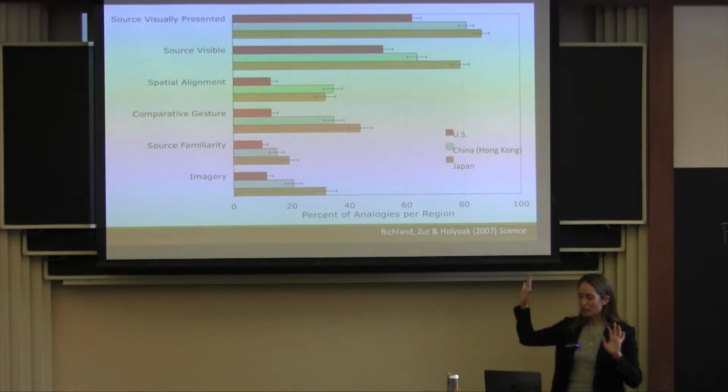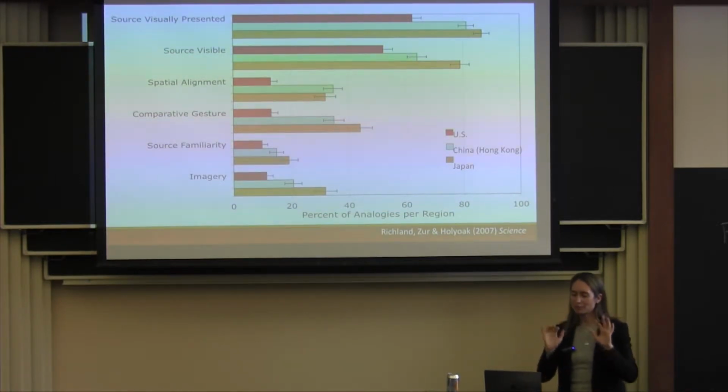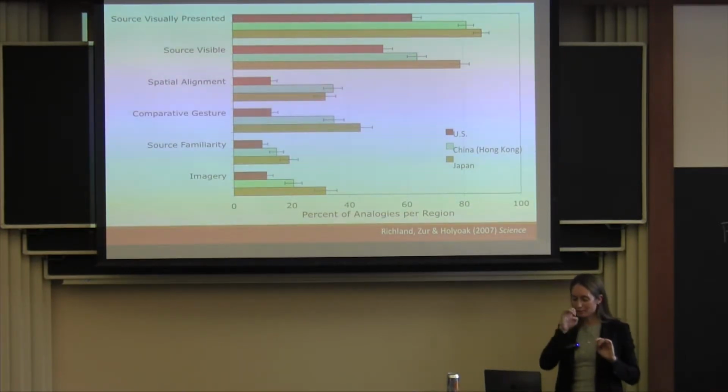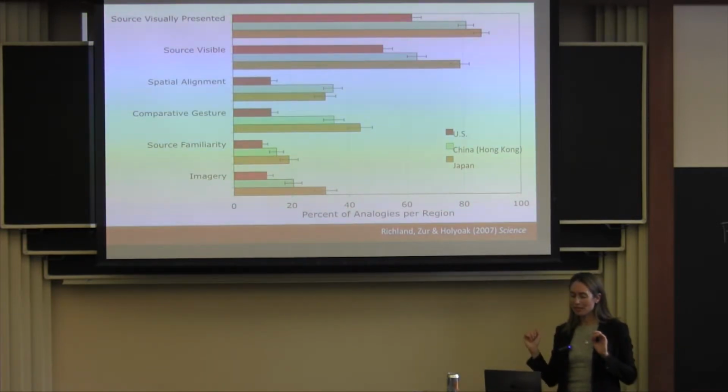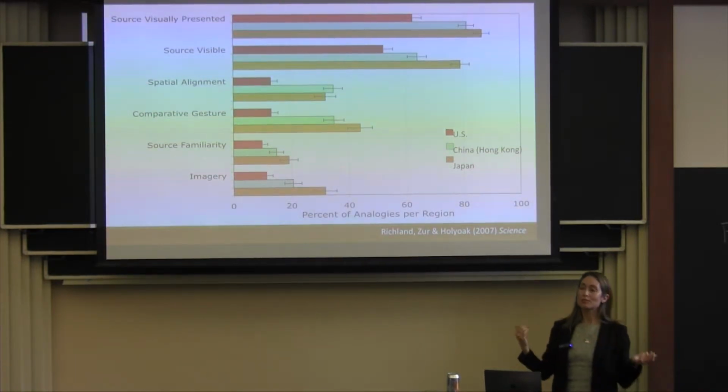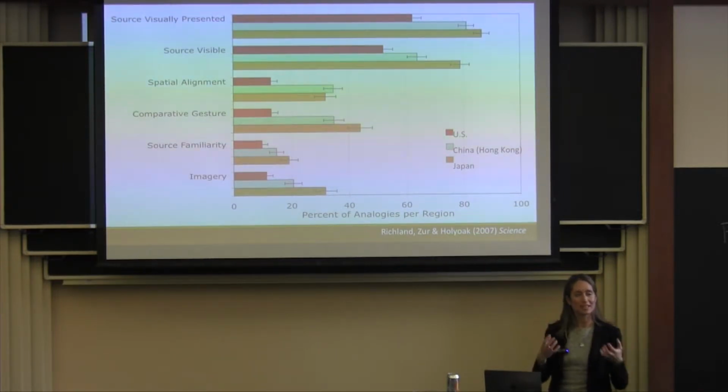So they did this orally much more often than making both of them visible at the same time. If they were visible, whether they were spatially aligned was again more common in these other regions. Whether they used gesture that actually moved between these different representations was less common in the United States, as was whether they used a source that was familiar. We said that prior knowledge might be an important piece of making relational thinking easier. They were less likely to use the familiar source and to use imagery as well.